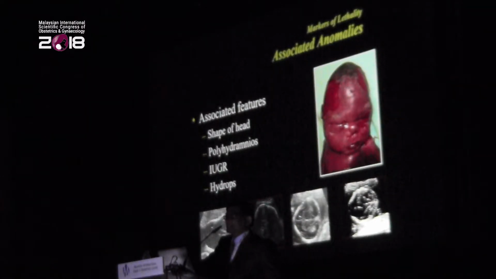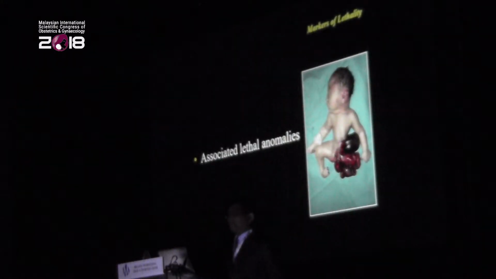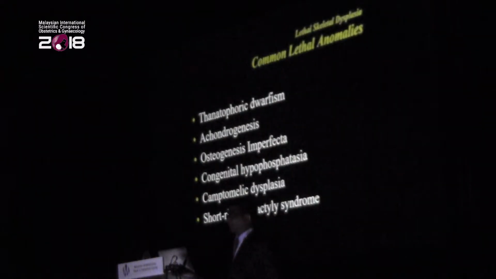And one of the features which is very easy to pick up is when you do your biparietal diameter and head circumference, you look at the shape of the head. This often may be an indicator of the presence of a skeletal abnormality. And then certainly if there is an associated lethal abnormality, that concludes that this skeletal dysplasia is going to be lethal in nature.